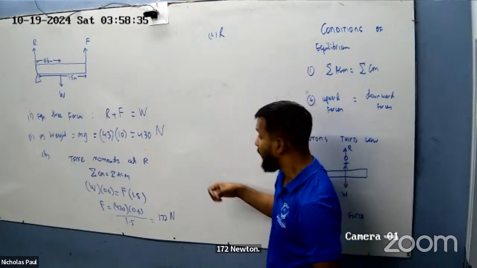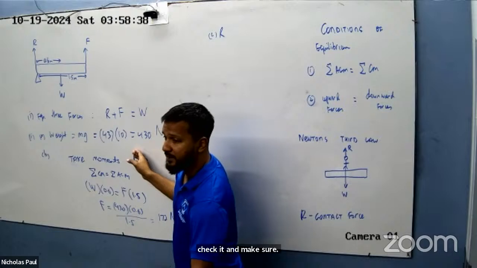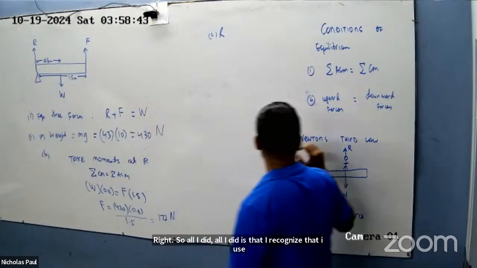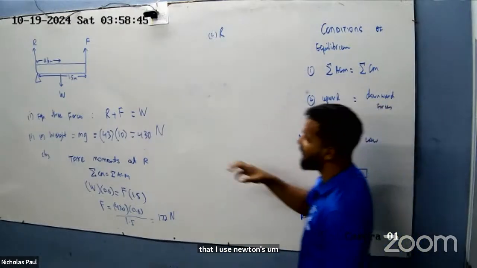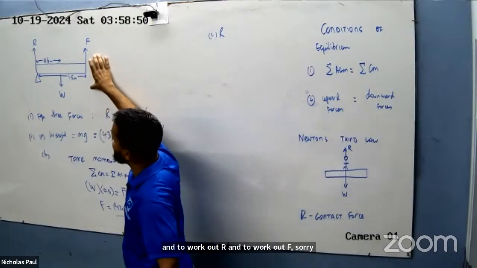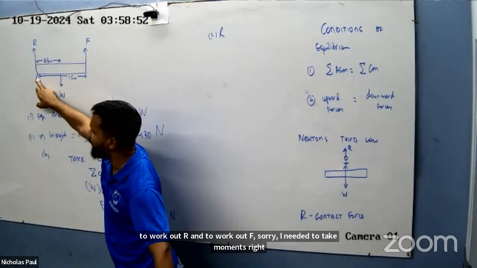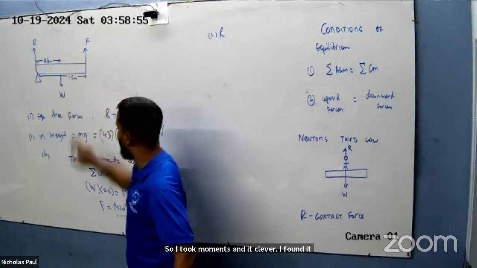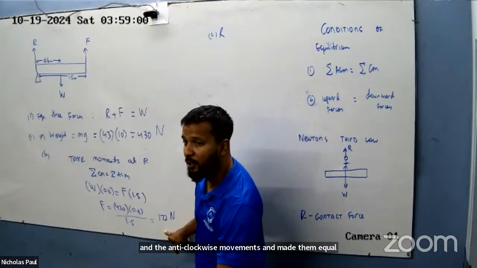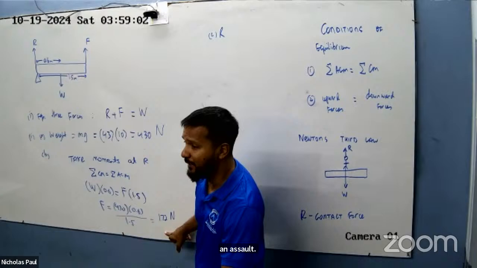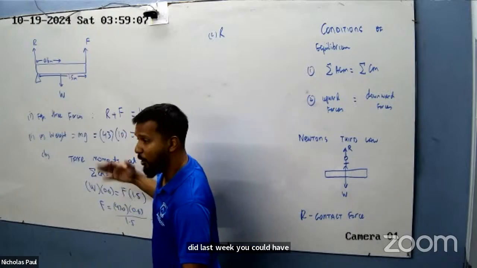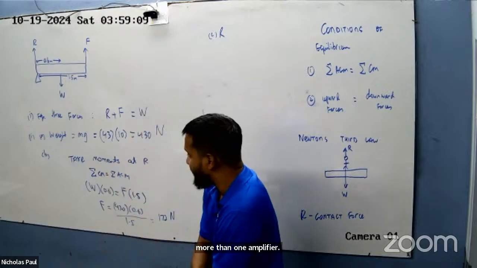So all I did is that I recognized I use upward equal to downward here. And to work out F, I needed to take moments. So I took moments on the pivot, I found the clockwise and the anti-clockwise moments, I made them equal, and that's all. Remember, like the example we did last week, you can have more than one anti-clockwise, more than one clockwise.